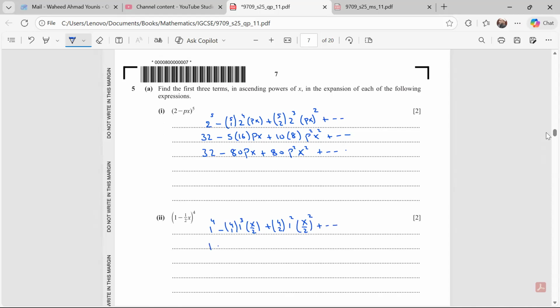So this is 1 minus 4 times x by 2, plus 6 and x square by 4. So this is 1 minus 2x and plus 3 by 2 x square. Okay, so we wrote the first three terms of both these expansions.